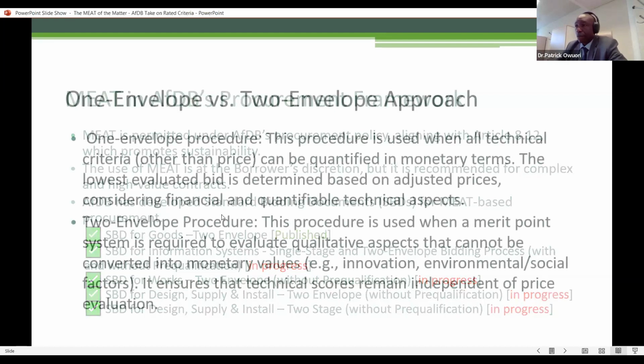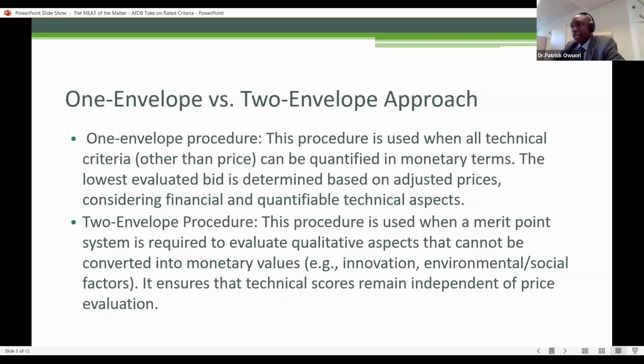One issue that comes up when we are using rated criteria is, should it be used in a 1-envelope procedure or a 2-envelope procedure? Traditionally, we have tended to recommend its use in a 2-envelope procedure because we would prefer that the evaluation of qualitative aspects are separated from the monetary aspects. So in a 2-envelope procedure, bidders do not have access to the financial info. The evaluators do not have access to financial information when evaluating the technical aspects. And this enhances more the objectivity with which they'll be able to look at the technical proposal.